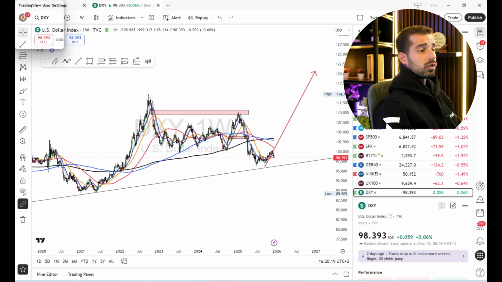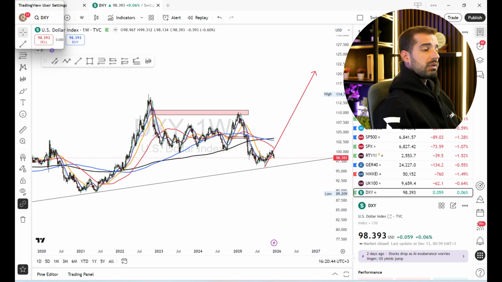We will have the core CPI, we will have the CPI numbers for the month of November, and we will have the initial jobless claims coming from the US. As well as that, we will have the Philadelphia Fed Manufacturing Index. That's another high impact data point. And we have the ECB press conference during the New York session.